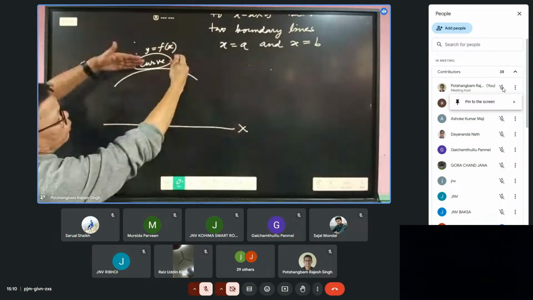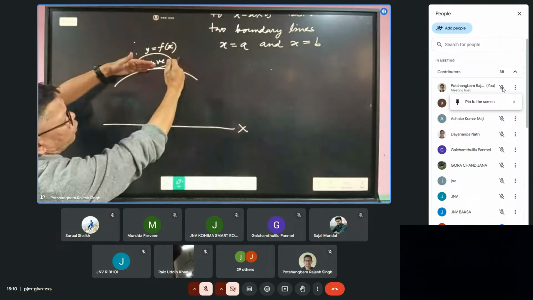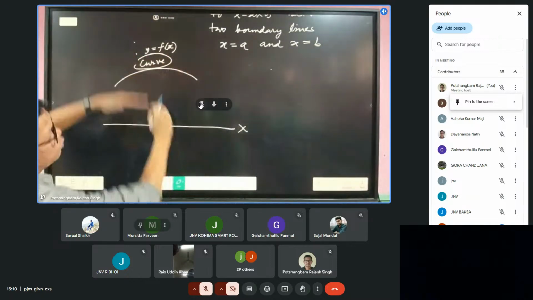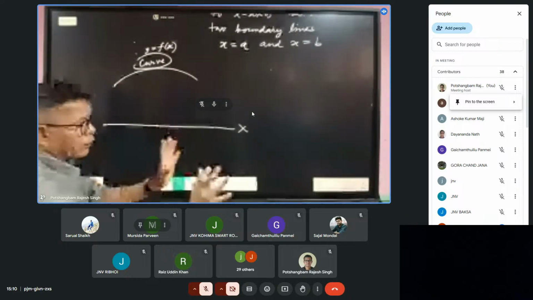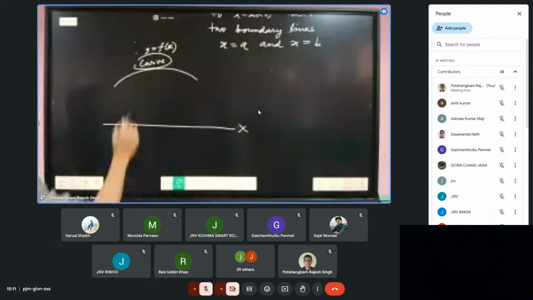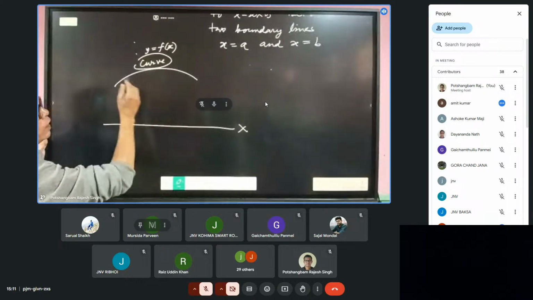The area is going to be the curve, and will go up to exactly the x-axis. What we observe is that the region is unbounded, unlimited, and extended like this, because we have to make it closed. Otherwise, the area cannot be defined. To define this area, we need to make this region bounded. We need a closed region, so to close it, we need two boundary lines.